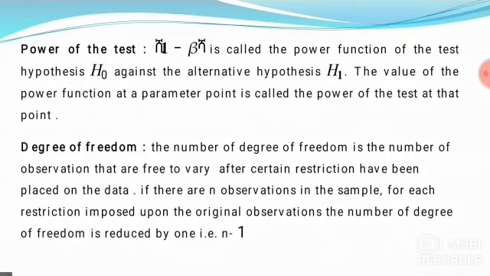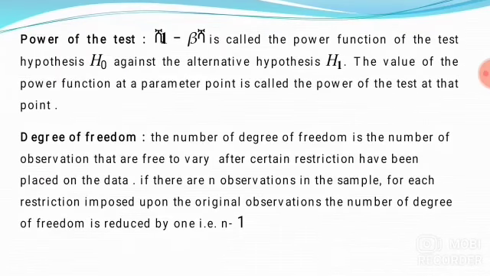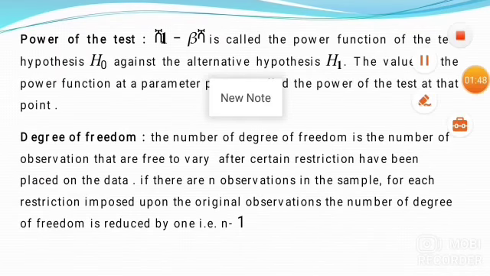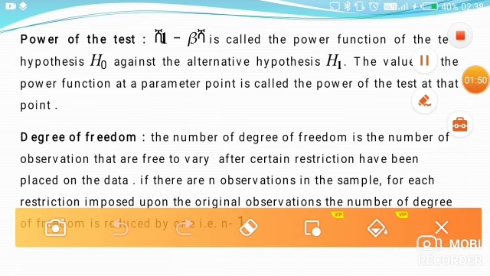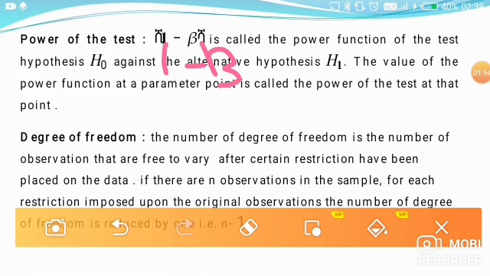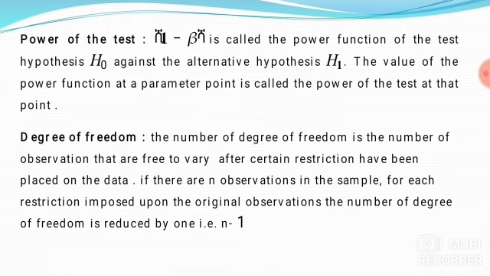Now, what is the power of the test? This is 1 minus beta. 1 minus beta is called the power function of the test of hypothesis H0 against the alternative hypothesis H1. The value of the power function at a parameter point is called the power of the test at that point.